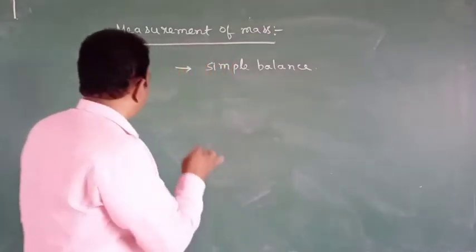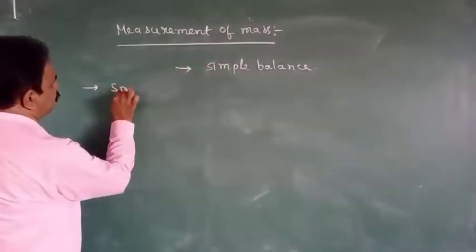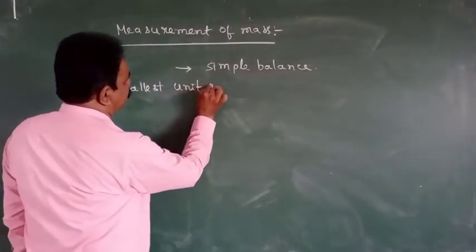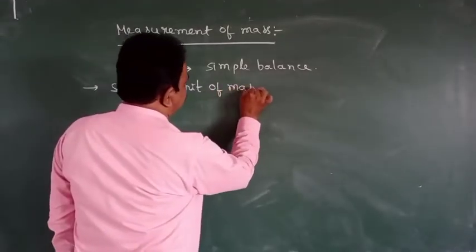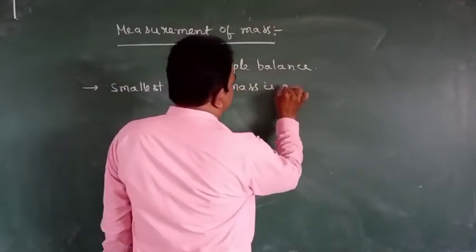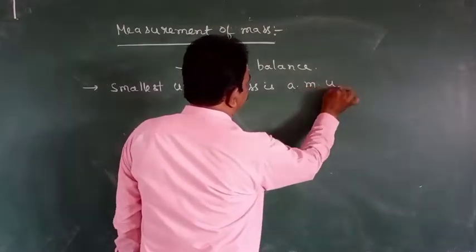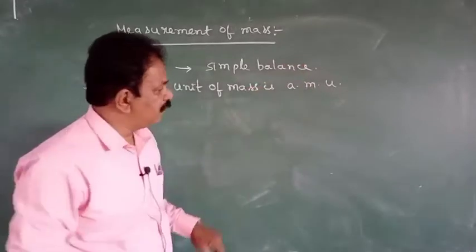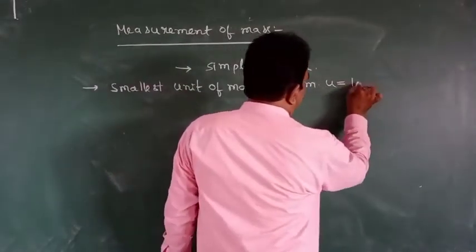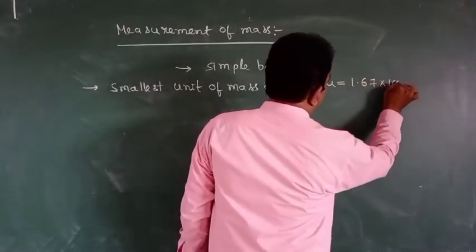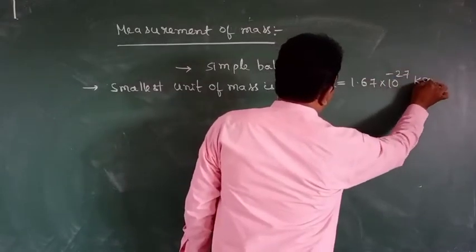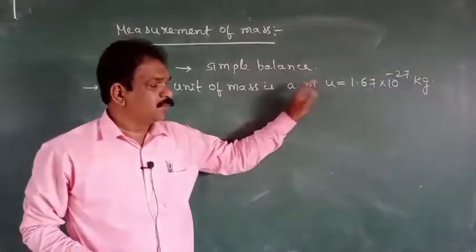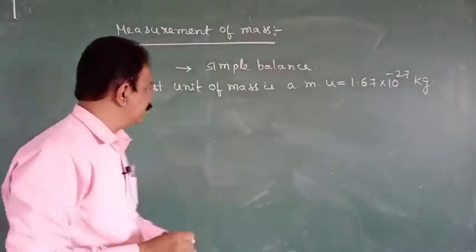Smallest unit of mass. The smallest unit of mass is AMU, atomic mass unit. This value is 1.67 into 10 power minus 27 kg. That is the smallest unit of mass.